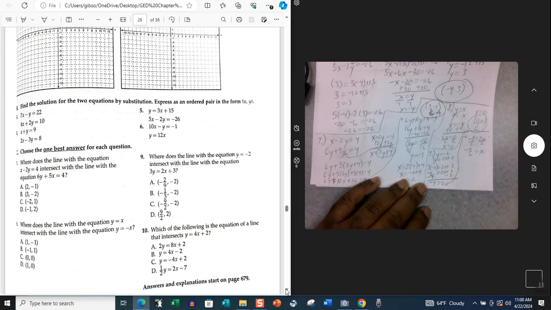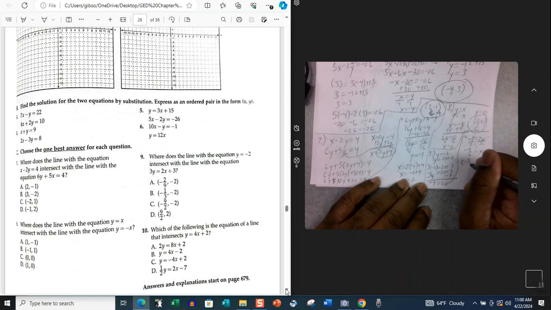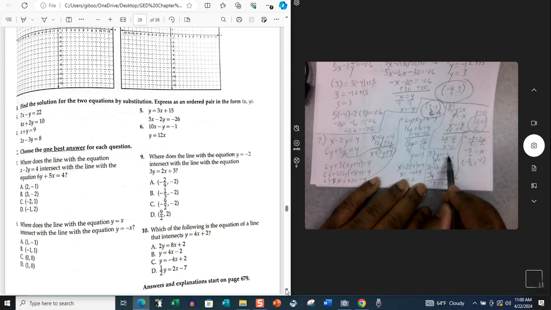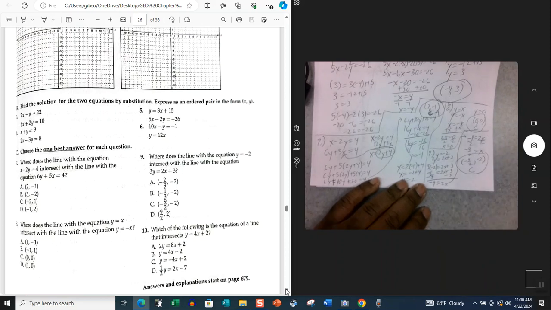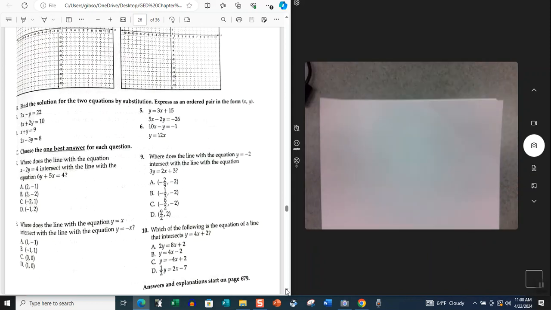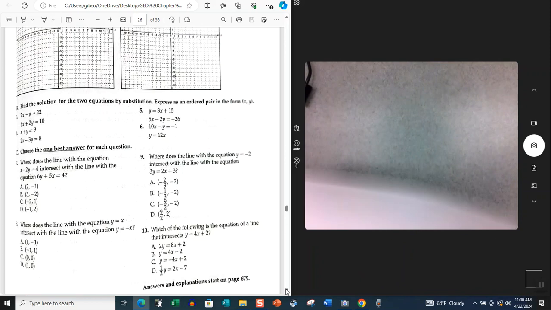So our ordered pair is negative 9 halves, comma, negative 2, because we were given that y is negative 2 at the beginning. So the one that is negative 9 halves, negative 2 is C. So that would be our final answer for problem number 9. Okay, now we move on to problem number 10.